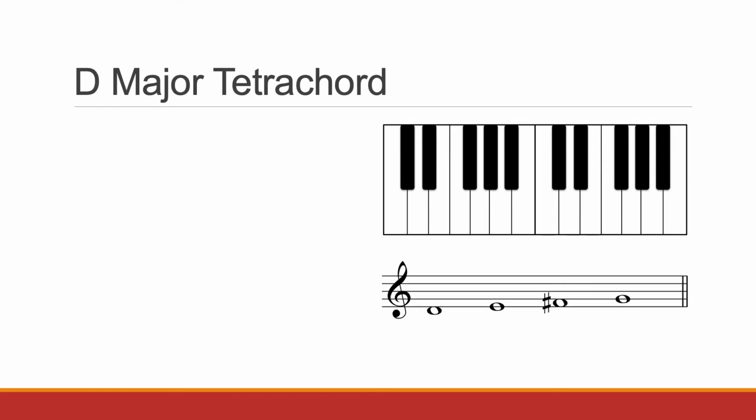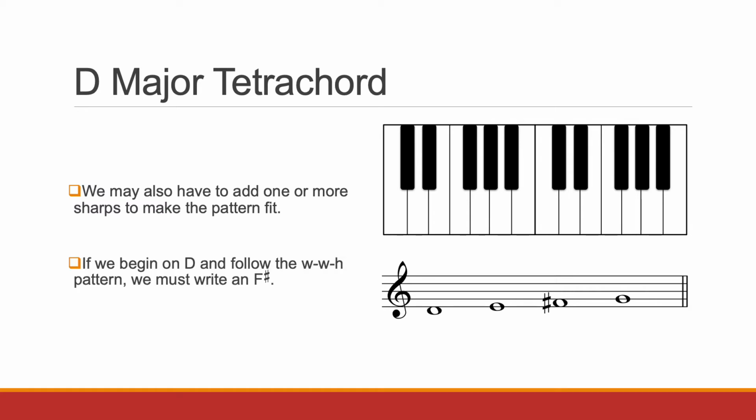The D major tetrachord. We may also have to add 1 or more sharps to make the pattern fit. If we begin on D and follow the whole, whole, half pattern, we must write an F sharp. So starting on D, we have whole, whole, half. And you can see we have that F sharp there. So that D major tetrachord sounds like this.